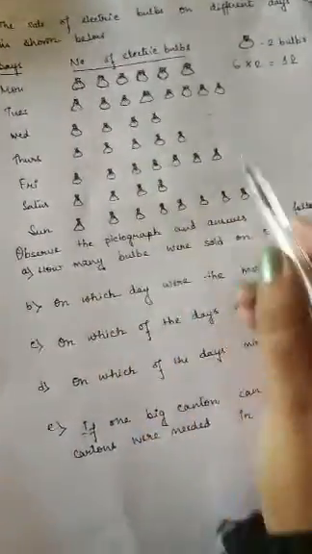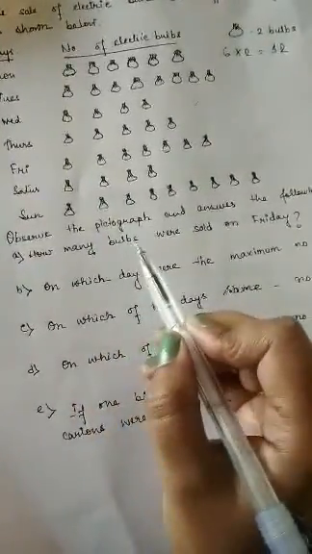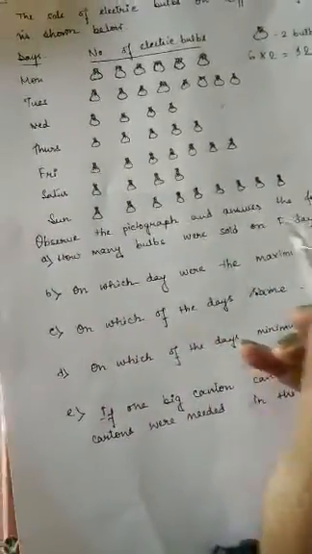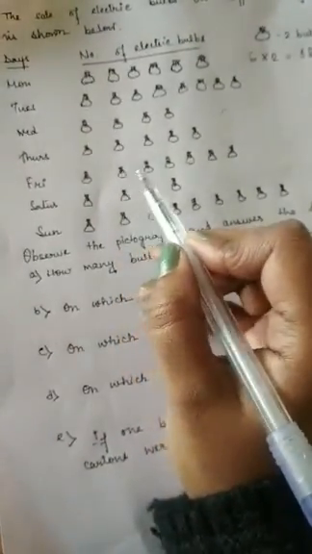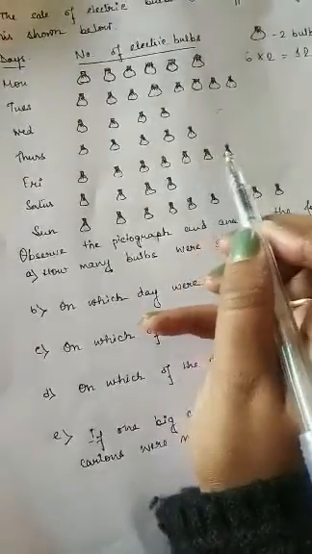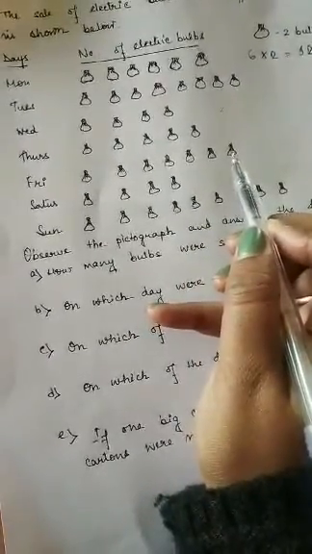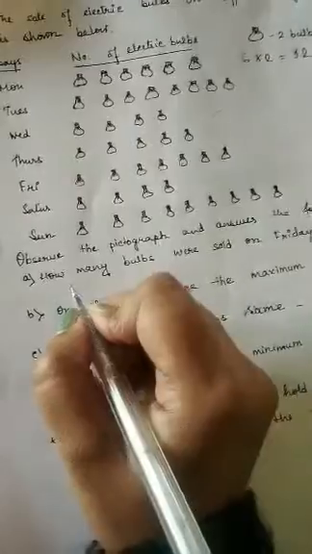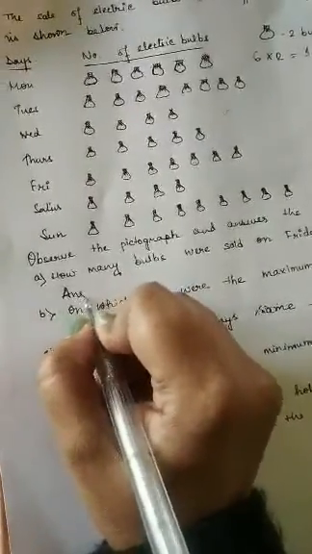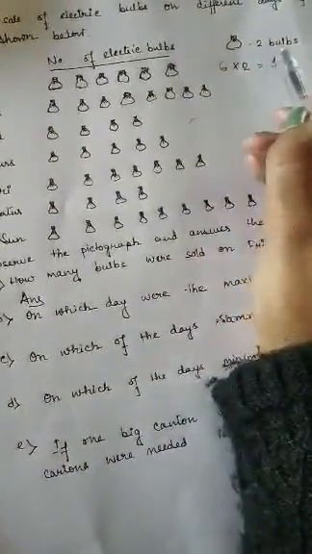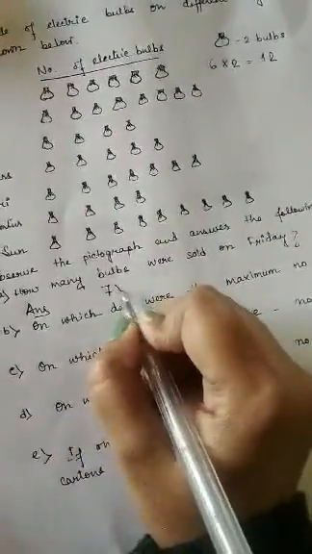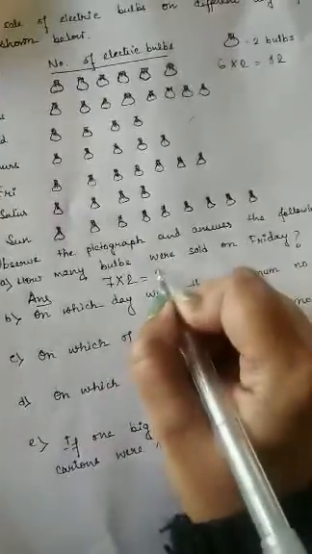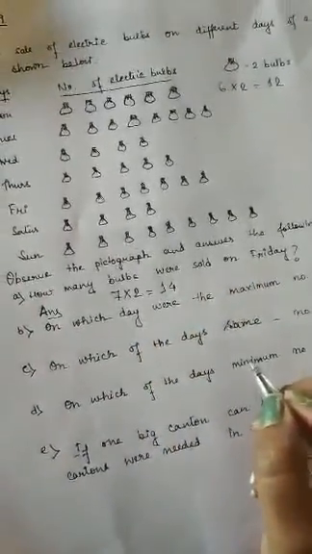Now observe this pictograph and answer the following. The first part is how many bulbs were sold on Friday. See, on Friday 1, 2, 3, 4, 5, 6, 7. Total 7 symbols are there on Friday, and each symbol shows 2 bulbs. So 7 into 2, 14 bulbs were sold on Friday.